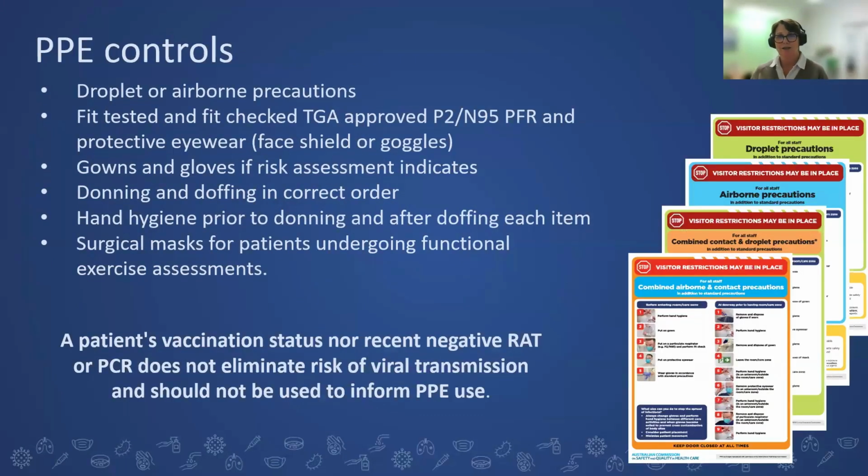Our PPE controls, still effective, but sort of least effective on the hierarchy of controls. So applying our PPE controls in relation to droplet or airborne precautions, depending on if the patient does have an ARI, although we are trying to avoid doing the testing in that instance, making sure that if we're wearing P2 or N95 particulate filter respirators, that the staff have been fit tested and they fit check every donning application. And of course, our hand hygiene. And where possible, offer your patient surgical masks if they're undergoing those functional exercise assessments.